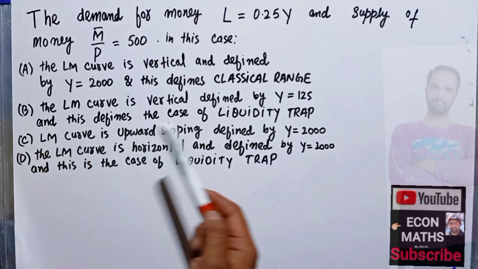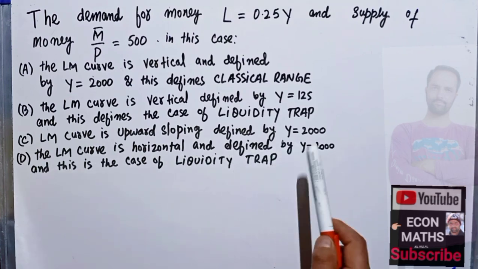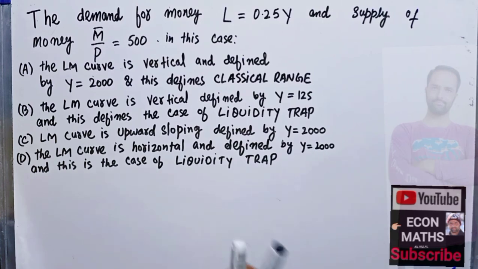Third option is the LM curve is upward sloping and defined by y equal to 2000. And the last option is the LM curve is horizontal and defined by y equal to 2000, and this is the case of liquidity trap. Okay, let us see how to solve this question. So what are we being given?